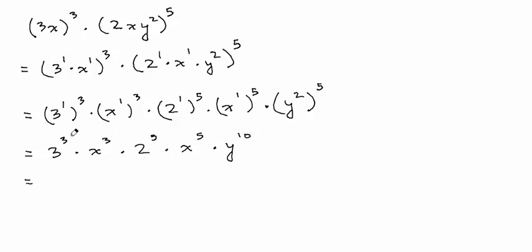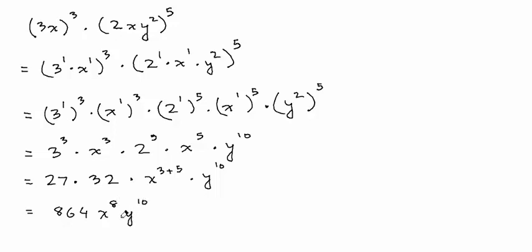This is going to be 3 raised to the 3rd is 3 times 3 is 9, 9 times 3 is 27. So we have a 27 times, bring this constant over here, 2 raised to the 5th is 32, times x raised to the 3rd times x raised to the 5th is x raised to the 3 plus 5, times y raised to the 10. If you do 27 times 32, you get 864, times x raised to the 8, y raised to the 10. That's how you simplify exponents.